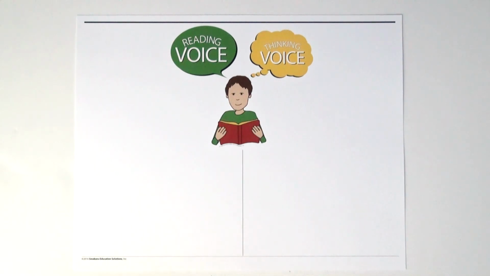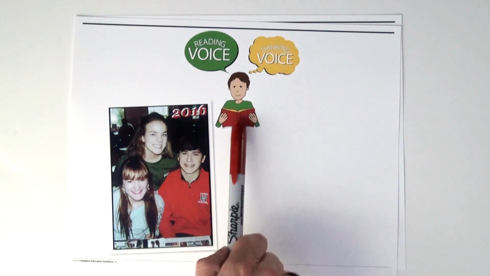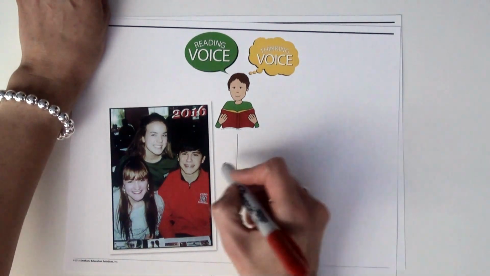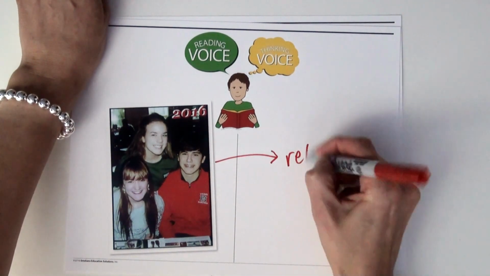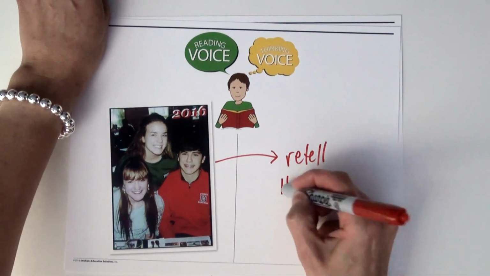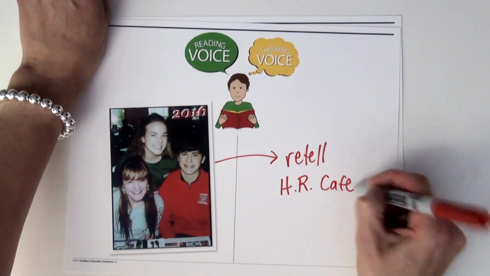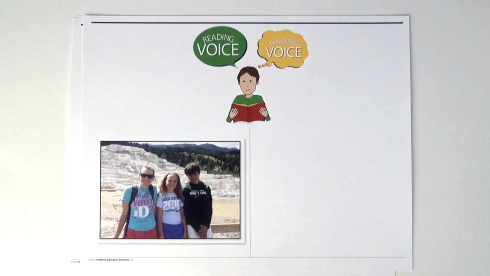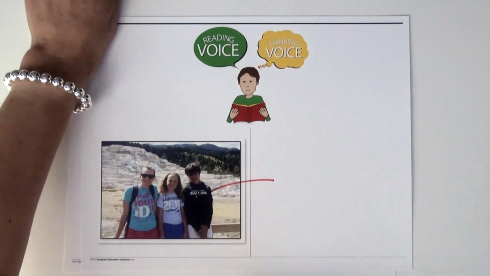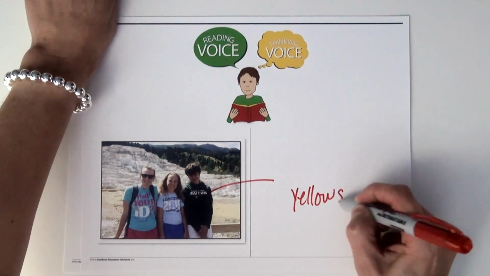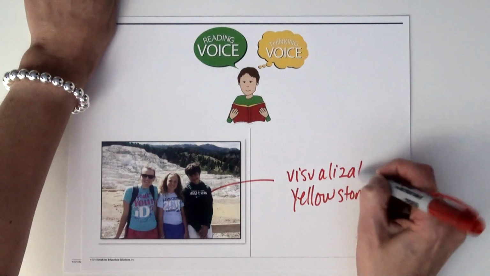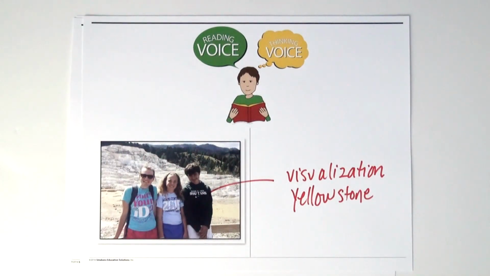Using this character to remind us of our reading voice and thinking voice, I want to show you the difference between a synthesis type of thoughts and the other inferences. Instead of using print text, though, I'm going to use a visual text. Here's a photo of my 3 kids, and I could think in the form of a retelling, and I could retell about the time that our family went to the Hard Rock Cafe. Or I could retell about this one. This is a time when we went to Yellowstone. That's what I'm reading about or remembering, but oh man, the visualizations that I could create would be fabulous.